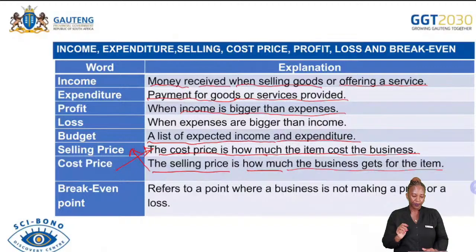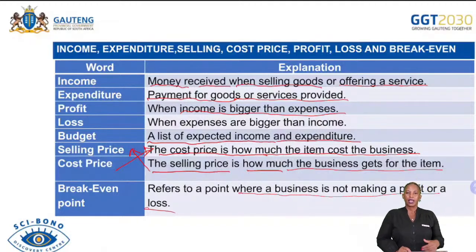Now break even refers to a point where a business is not making a profit or a loss. So if I've spent 50 rand and I sell my goods to the value of 50 rand, the expenditure is equal to the selling. So the expenditure and the income are the same. Where they are equal, there is no profit, there is no loss. And that point is a break-even point. But don't worry, boys and girls, as we continue, we are going to do everything in detail. You'll see the meaning of this.